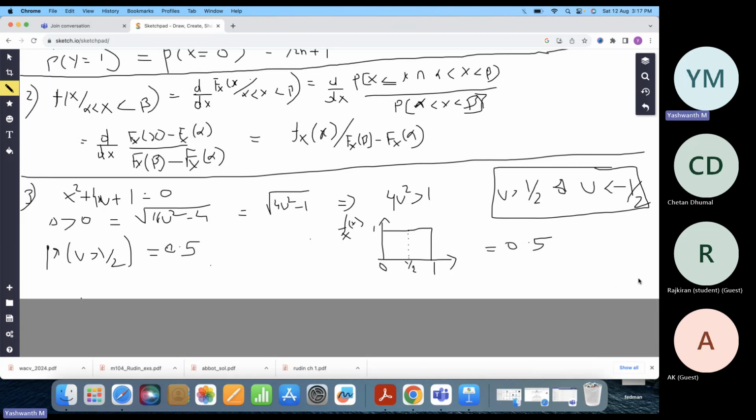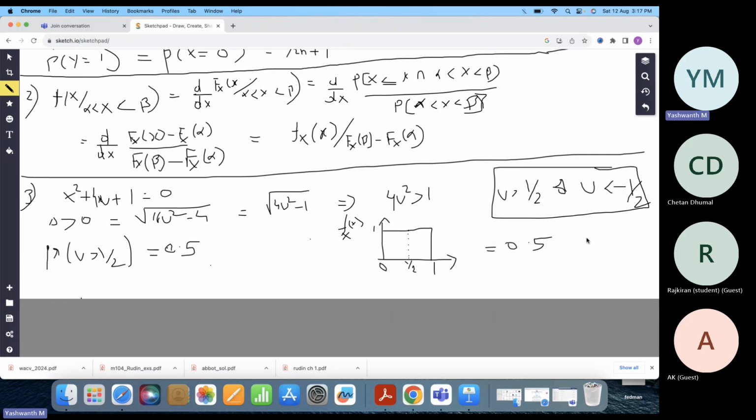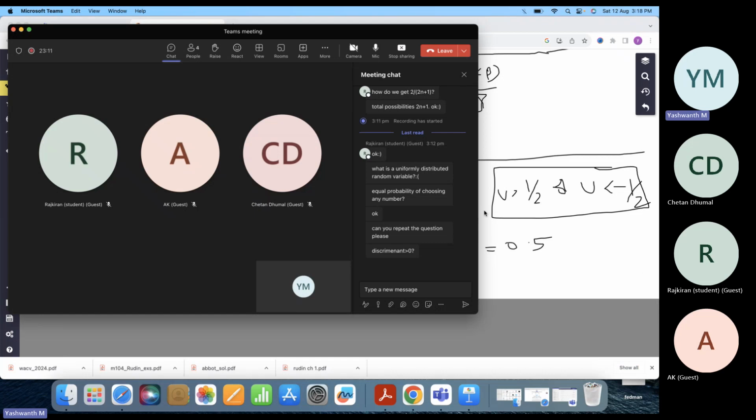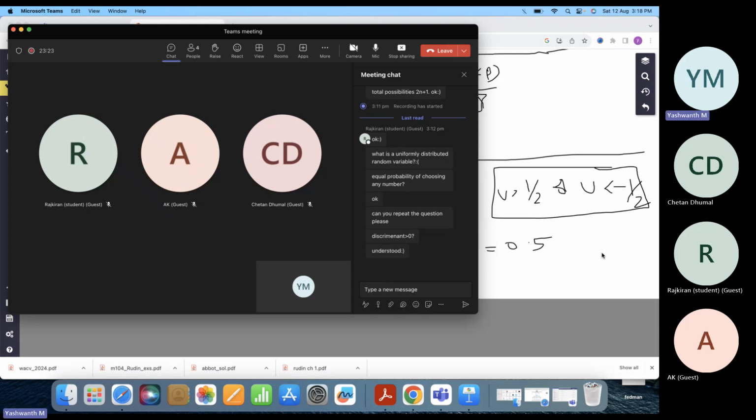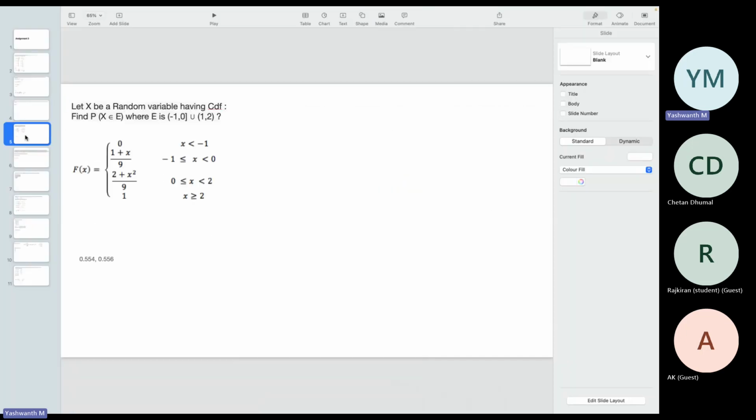Now any questions on this? If not, we'll move to the fourth question. Otherwise you can type a query. Okay, cool. So let's go to another question.